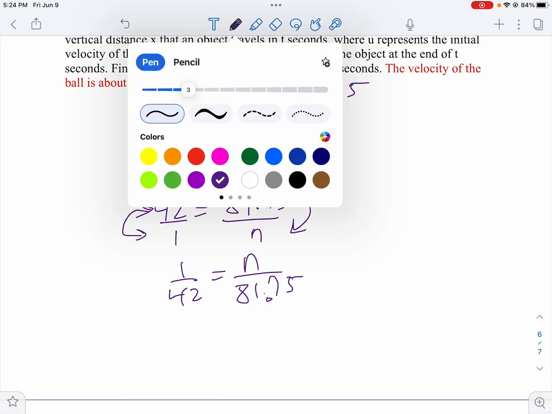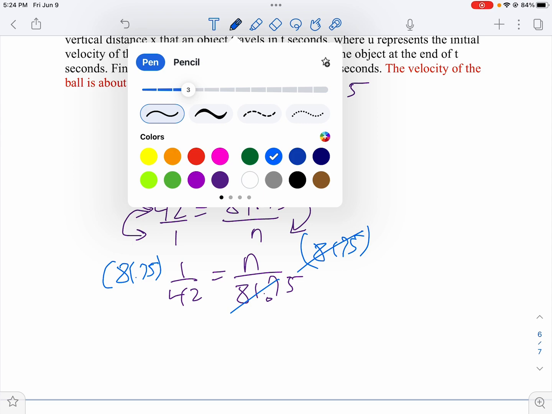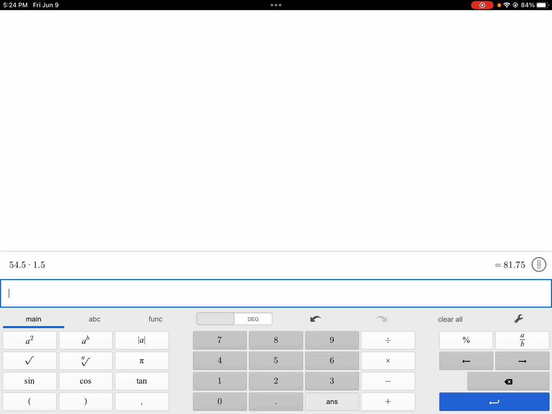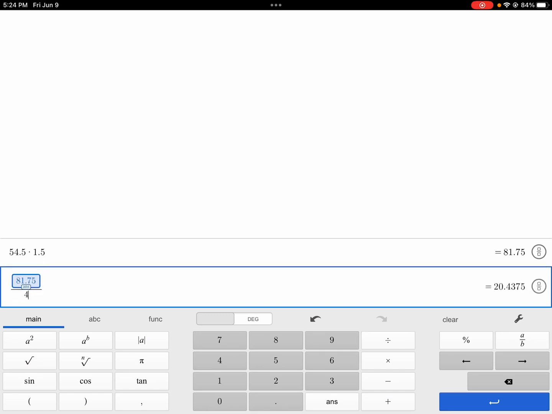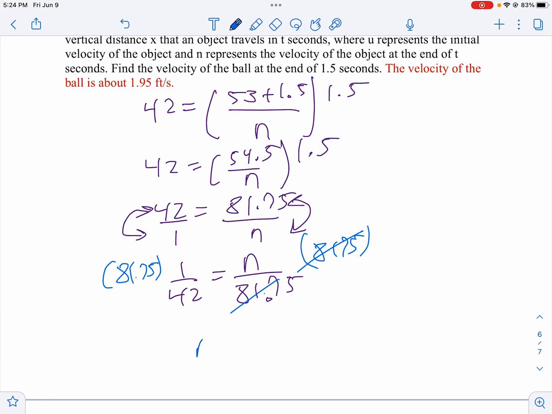Then to solve for n, we multiply both sides by 81.75. So in other words, I'm really going to take 81.75 and divide that by 42. And we get about 1.95, don't we? So n is 1.95. And so in a complete sentence, don't forget the units. So I'd say the velocity of the ball is about 1.9 feet per second.